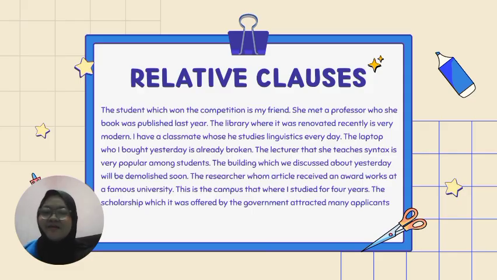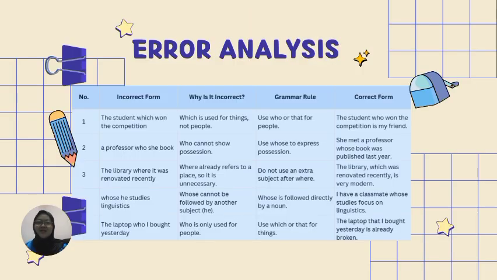Now let's examine the errors one by one. So let's start with the first error. The first mistake is: the student which won the competition. The word which is used for things or animals, not for people. Therefore, it should be replaced with who.